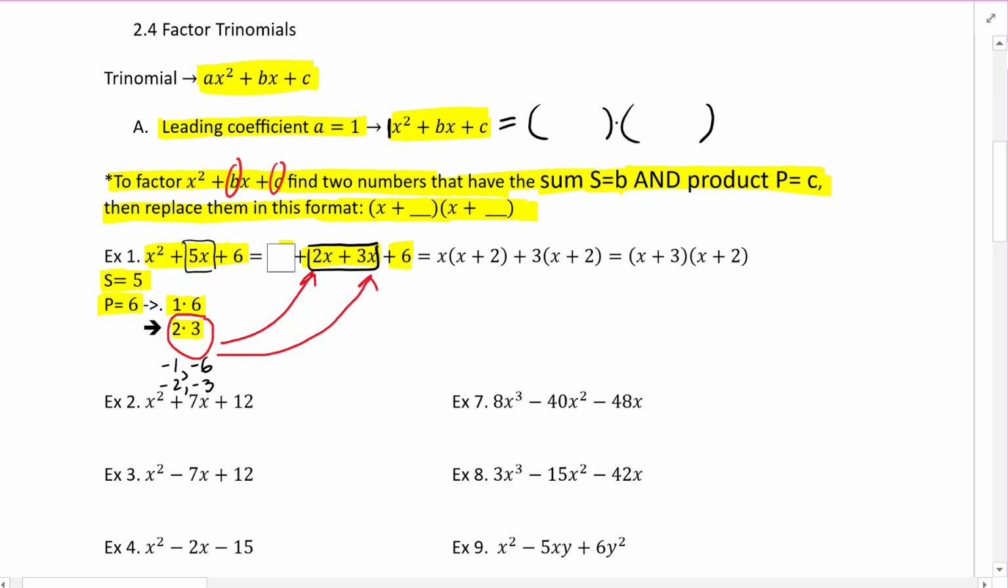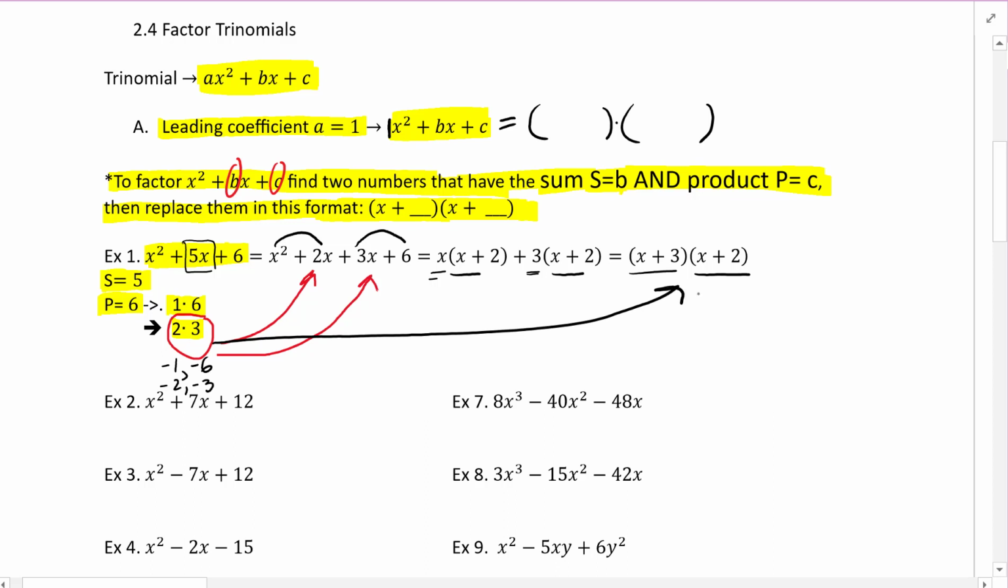Then we notice that we ended up with four terms. So we are going to group them like this, x squared plus 2x and 3x plus 6. Between the first two, a common factor is x, so we end up with x times x plus 2. And then between the last two terms, we factor a 3, plus 3 times x plus 2. We notice that x plus 2 is a common factor, so we copy it, and then we copy what is left, x plus 3, being the other factor. So taking a look at the numbers that we got, 2 and 3, the answer is exactly in the format that we were looking for, x plus 2 times x plus 3, or x plus 3 times x plus 2.